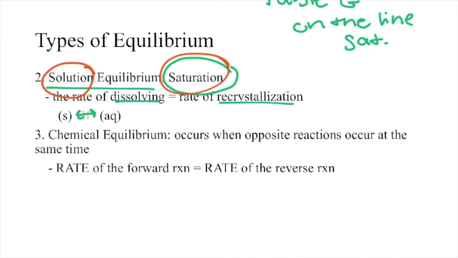And our last type of equilibrium is chemical equilibrium. This is just occurring when the rate of the forward and the rate of the reverse reactions are equal. Remember, concentration of reactants and products don't need to be equal, just that the rates are constantly moving forward and backwards at the same rate.